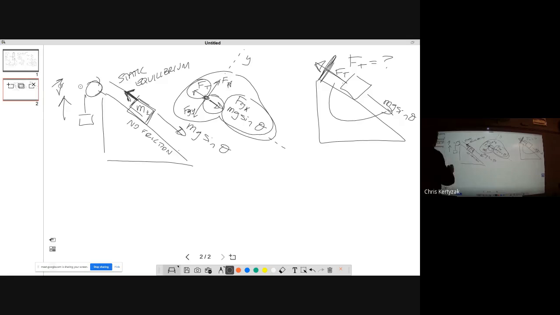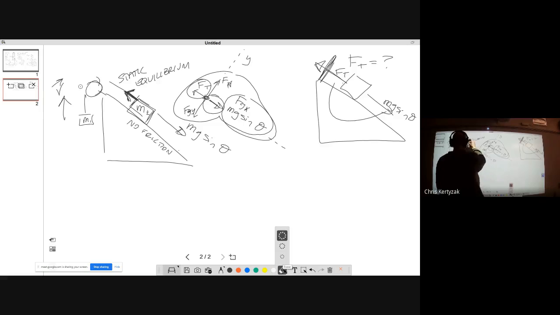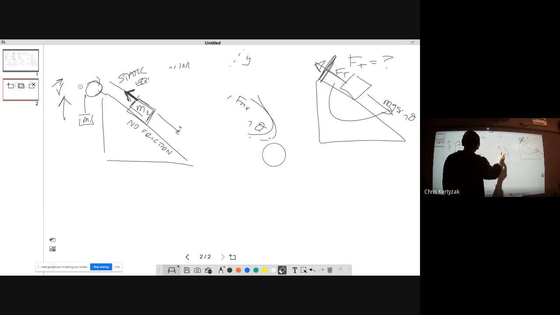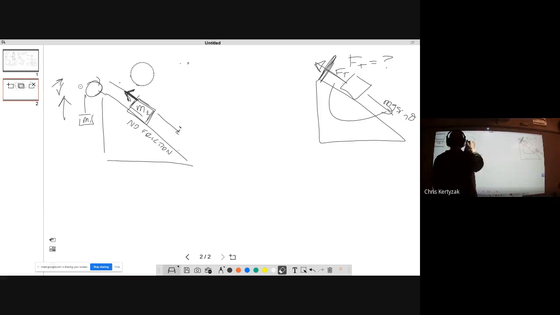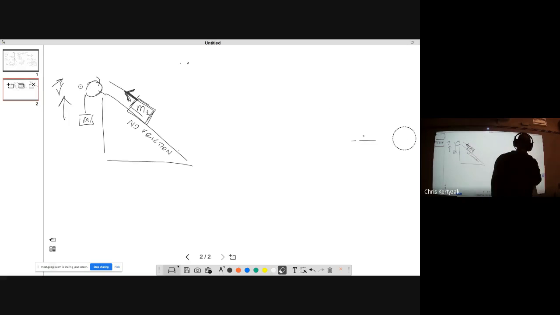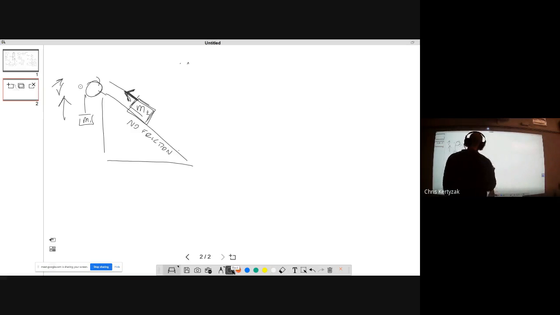They say the guy that's hanging over here, M1, after the system is released, begins to move up. And then for this guy that's over here, he begins to move down the ramp. And the reason we know that is because they just tell us. They outright say it, no problem. He begins to move down the ramp. Determine the acceleration of the system.